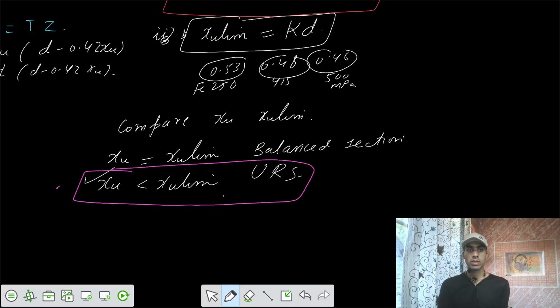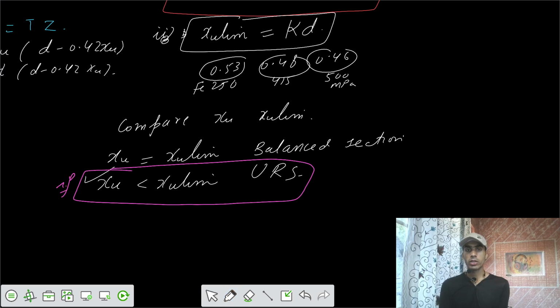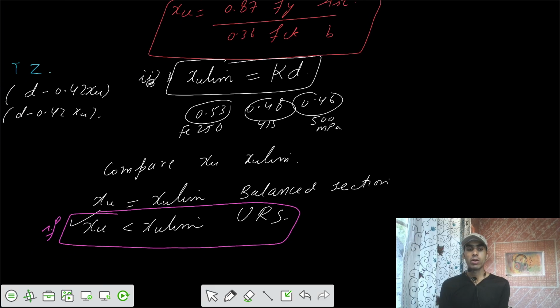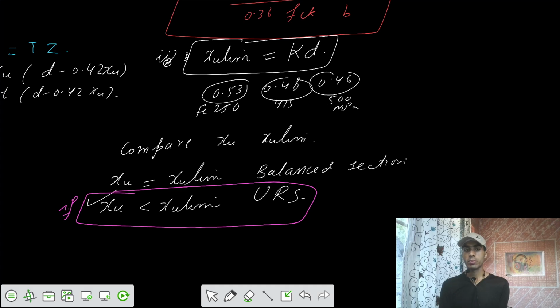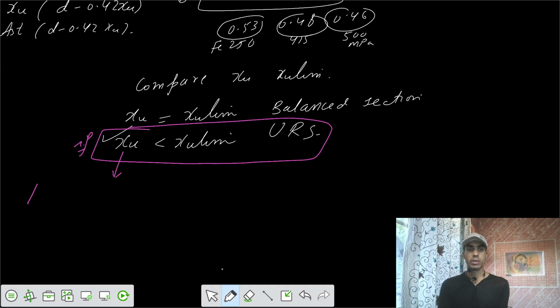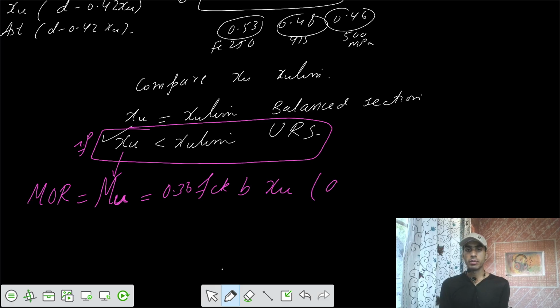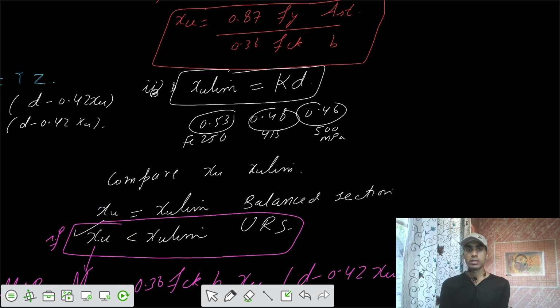If by calculations, from the first and second steps, you find that Xu is actually lesser than Xu limiting, then the moment of resistance is calculated as Mu, the ultimate moment capacity. Whenever there is a U, that's ultimate; it accounts for all those factors, including 1.5. So moment of resistance equals Mu. We can write it as 0.36 fck b times Xu and d minus 0.42 Xu. This is the final calculation of the moment of resistance. So we know that equation.